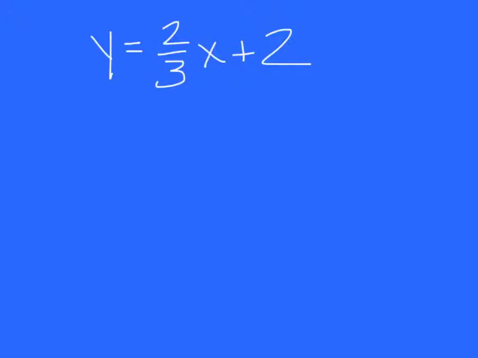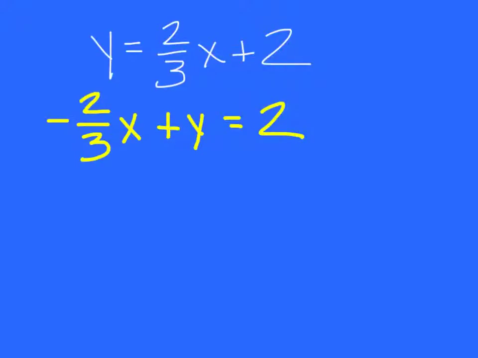Example 3. Y equals 2/3 x plus 2. You have to move the x term to the left, change the sign. Now we have 2 conditions that are not met. We have a negative a term and we have a fraction. Take care of the negative a term first and simply change the sign of everything.